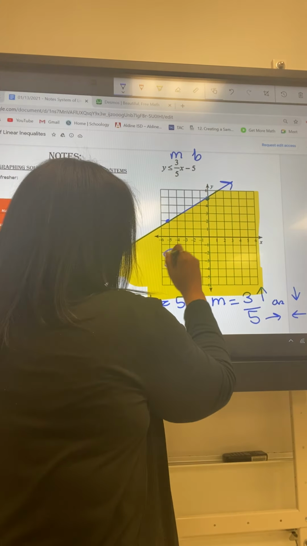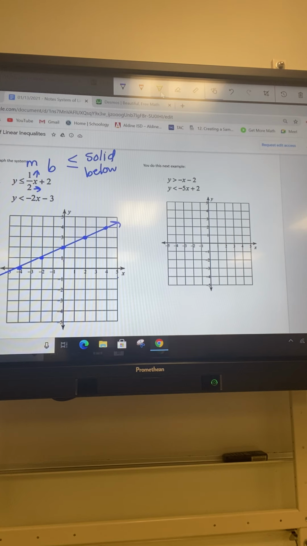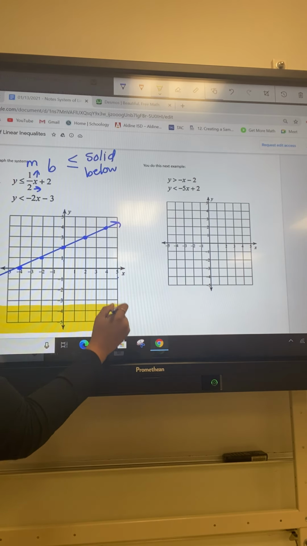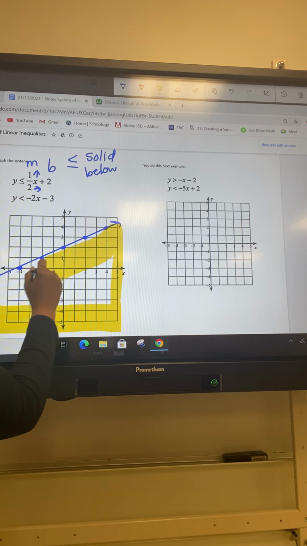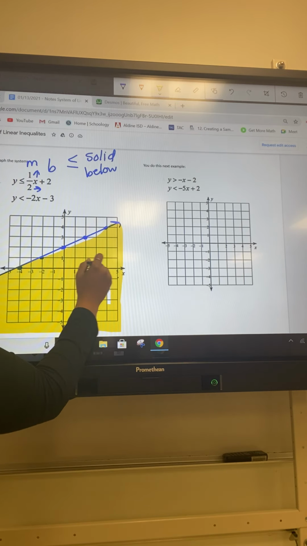for less than or equal to, we are going to have a solid line and we are going to shade below. So I'm going to connect these with a solid line. Make sure you put arrows, and then we want to shade below because it is less than. So that means that I'm going to shade everything that is underneath the line. So everything underneath the line is going to be considered a solution for the first equation.